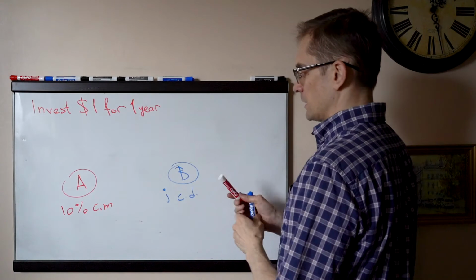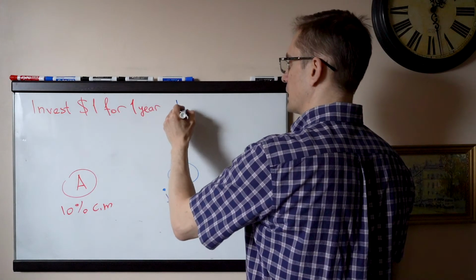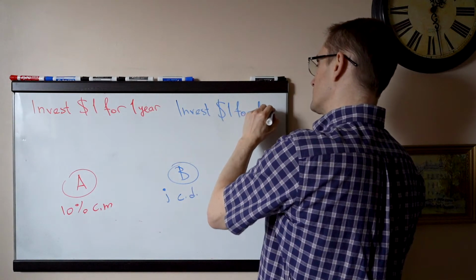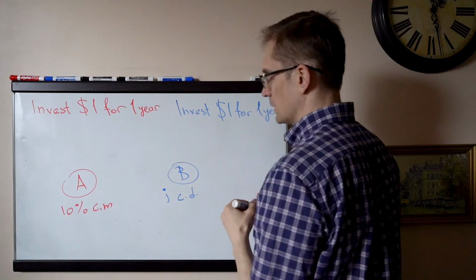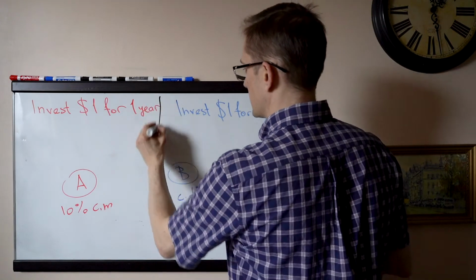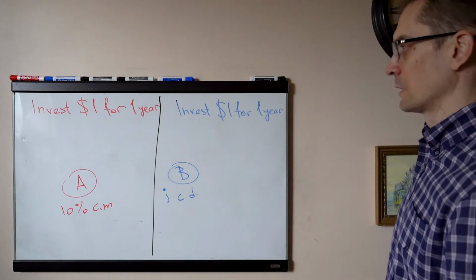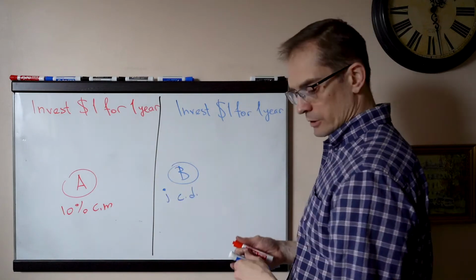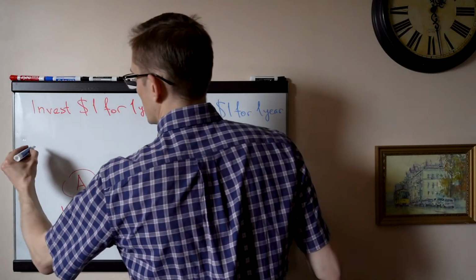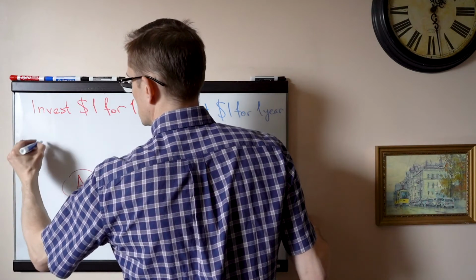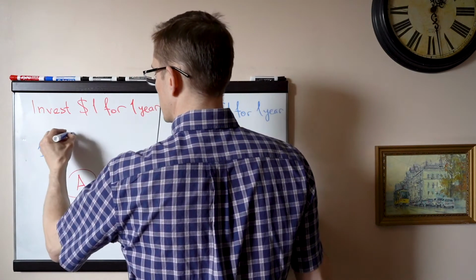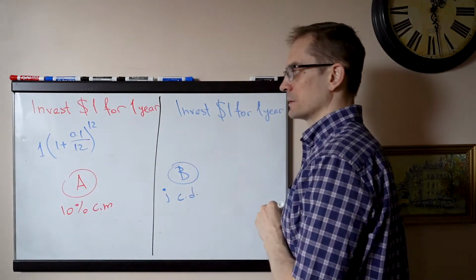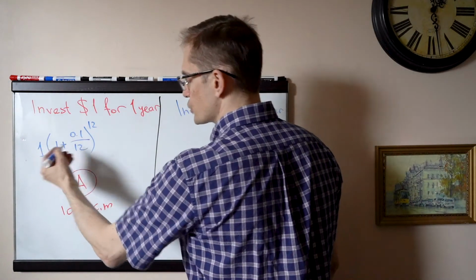Okay, so this I do here. And also for investment B, I also do the same thing. I invest $1 for 1 year. Okay. So I do the same thing. Let's just divide this board into two parts. So what happens with this $1 in place A? Well, $1 will grow at 10% compounded monthly for 1 year, right? That's what it means to find future value of $1.